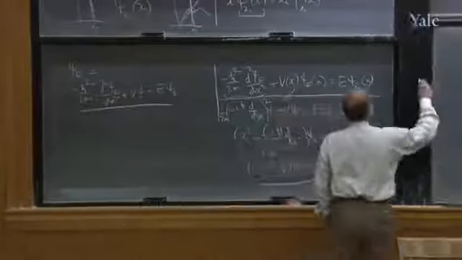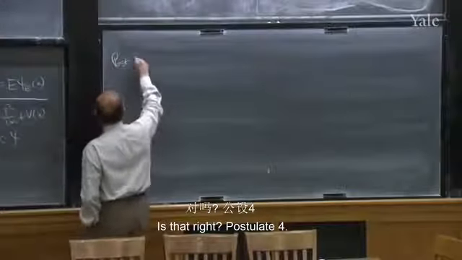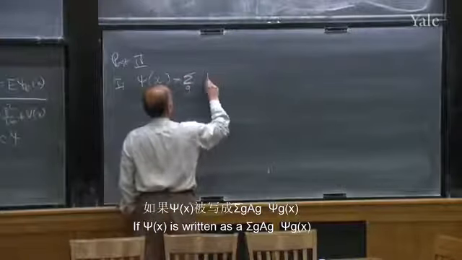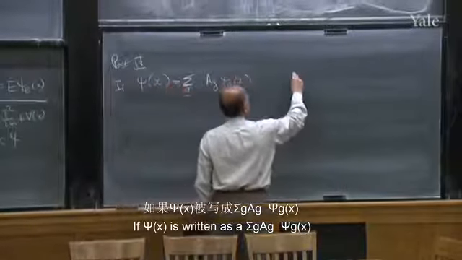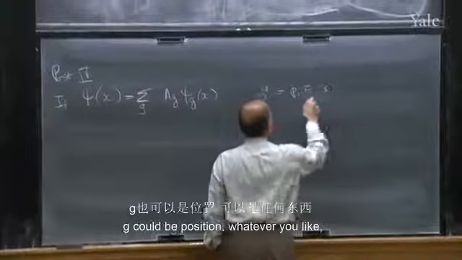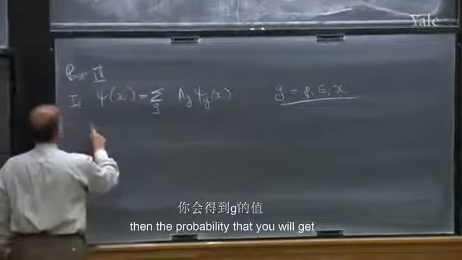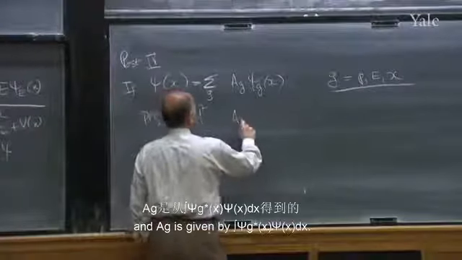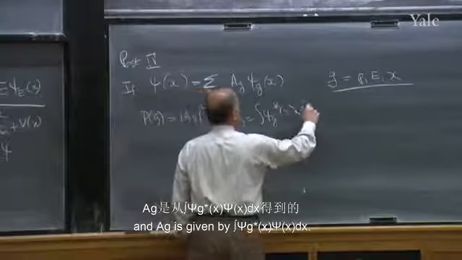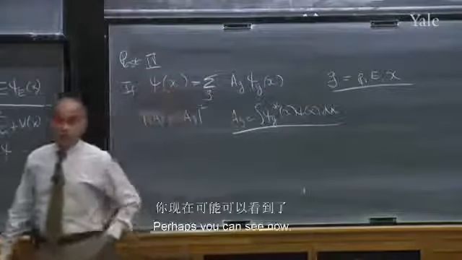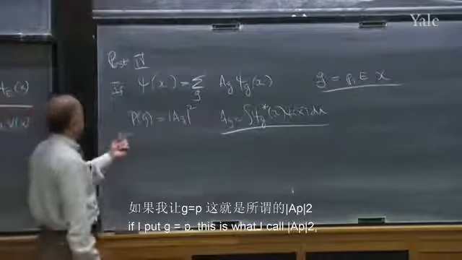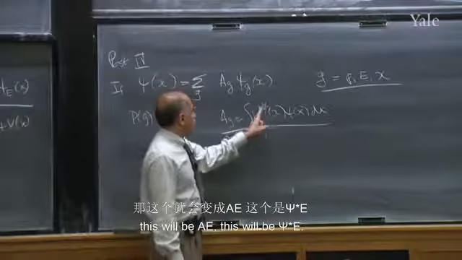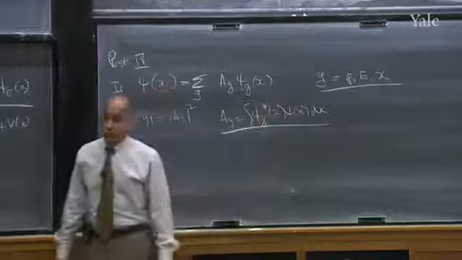Okay, now we come to another postulate, postulate 4. Is that right? Postulate 4. If psi of x is written as a sum over some g of a sub g psi sub g of x, where g could be p, g could be e, g could be position, whatever you like, then the probability that you will get a value g is simply a sub g squared. And a sub g is given by the integral of psi sub g star of x times psi of x dx. Perhaps you can see now, if I put g equal to p, this is what I call a sub p squared, and this will be e to the i p x, and so on. If I put g equal to energy, this will be a sub e, this will be psi star of e. For whatever variable you want, you do these integrals and you get the probabilities.